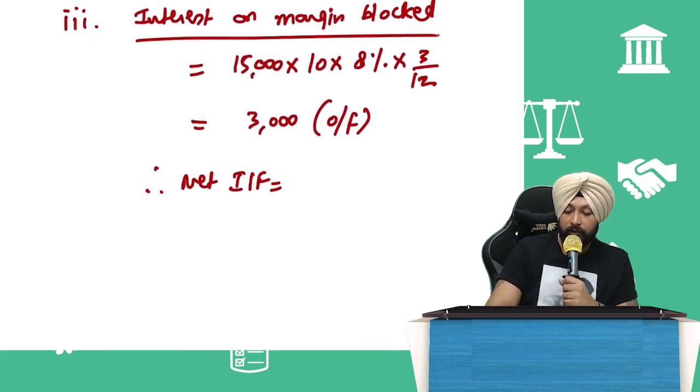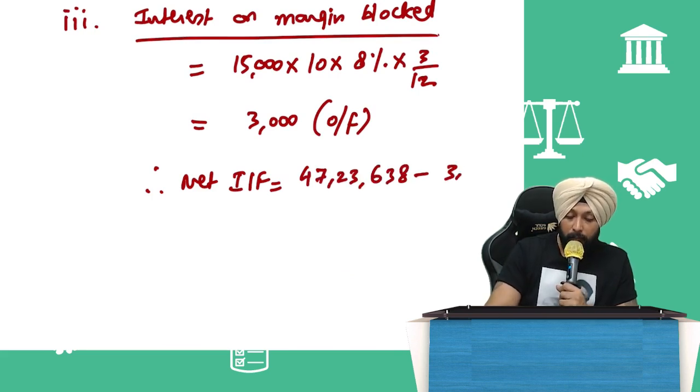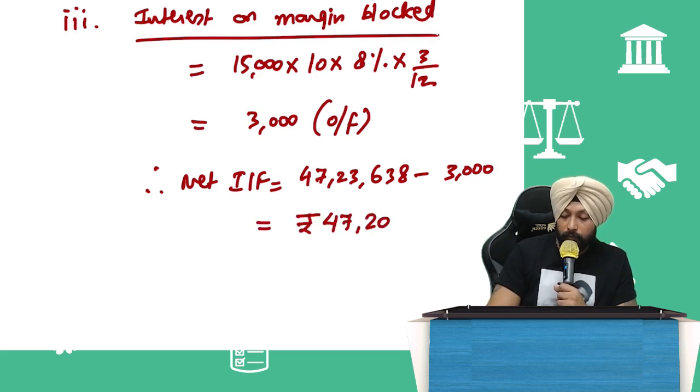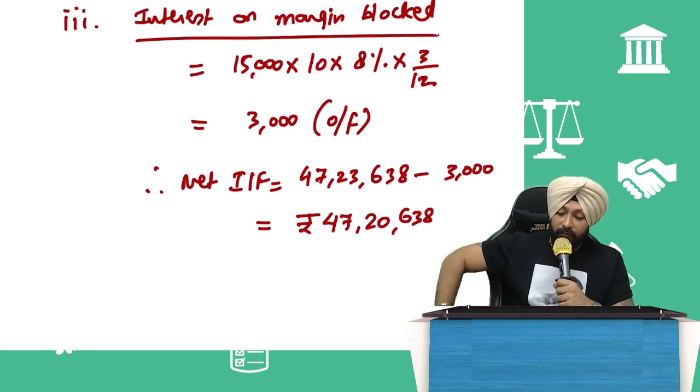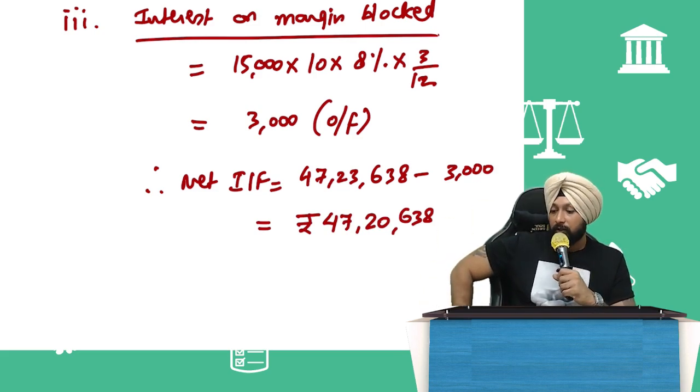Therefore, net inflow is equal to 47,23,638 minus 3,000, which is rupees 47,20,638.